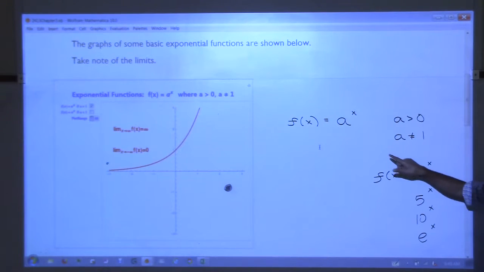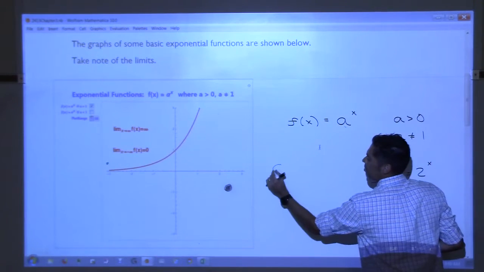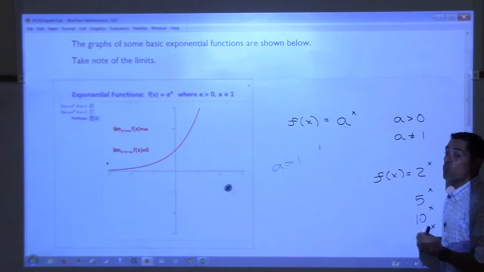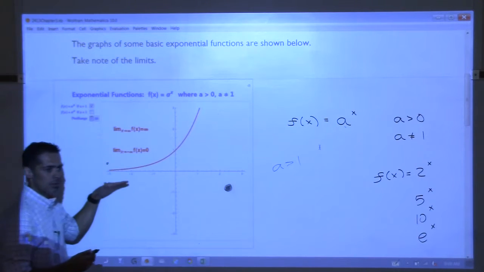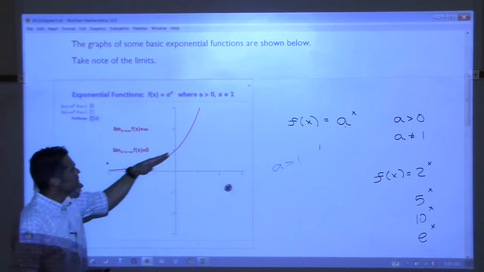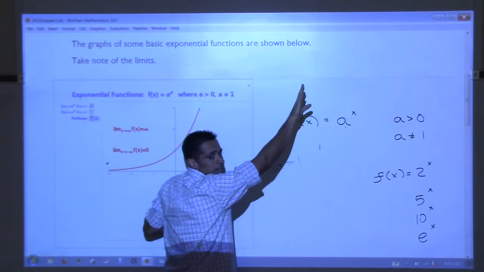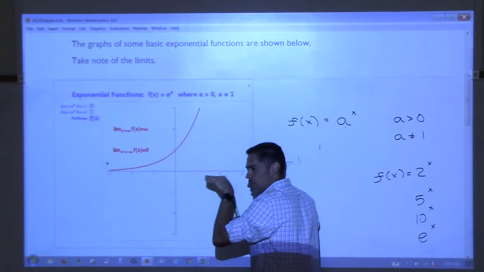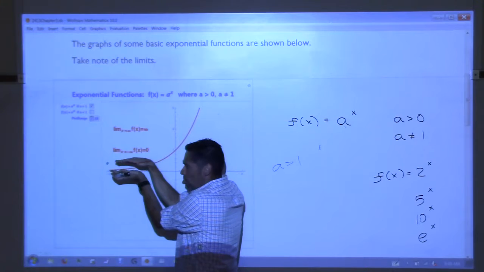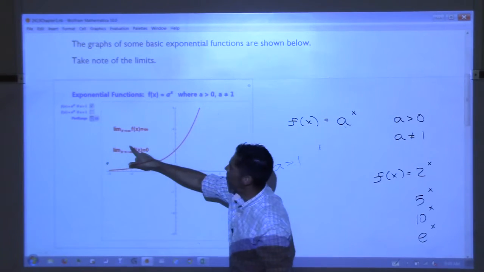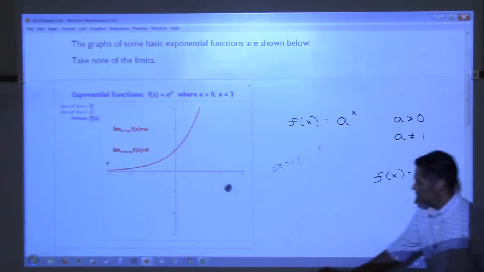As long as this number right here, a, is bigger than 1, this is what it's going to look like. It's going to be what we call exponential growth. As you move from left to right, the graph grows. As you go out to infinity, your graph goes up to infinity. But as you go to negative infinity, your graph comes down and approaches 0. So that's what this is saying. The limit as x goes to infinity of the function.